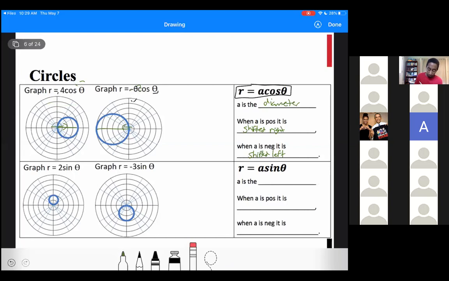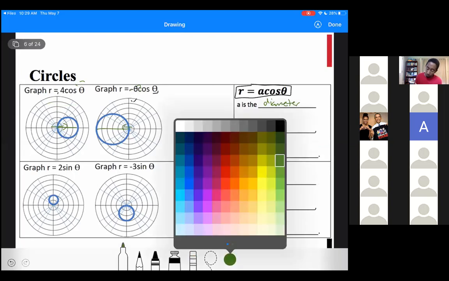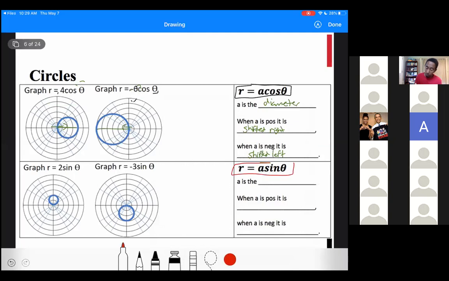Now let's say you have sine. So let's say you have it in the form r equals a times sine of theta. That would also create a circle. So in this case, our a is 2. In this case, our a is -3. However, if you notice, the circle is just in a different place. A is still representing the diameter, because this diameter is 2. This one, the diameter is 3. So a is going to tell you the diameter. And when a is positive, if it's sine, then it's shifted up from the pole. If a is negative, it's going to be shifted down.